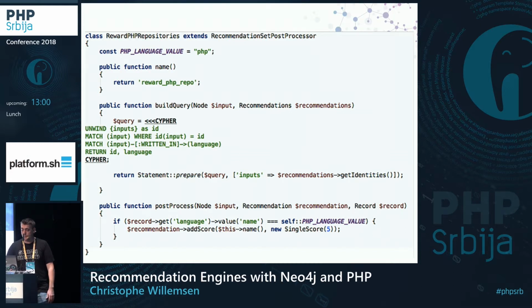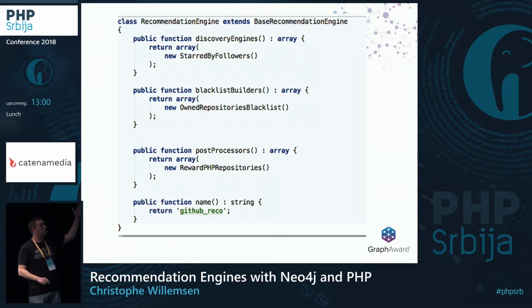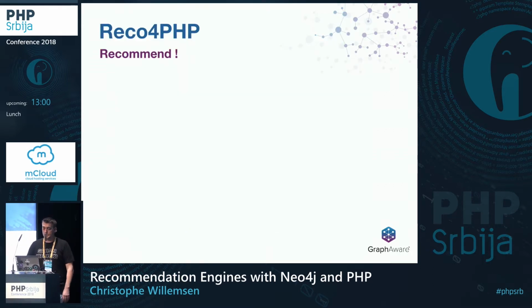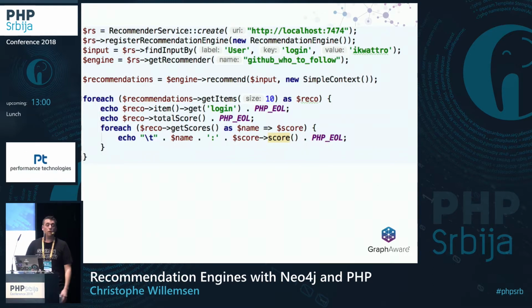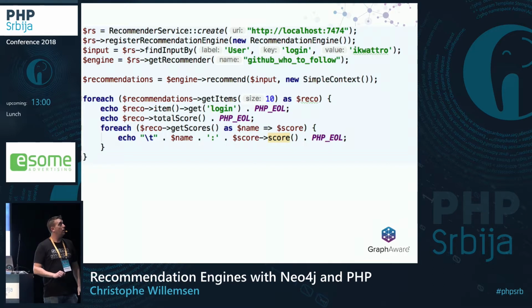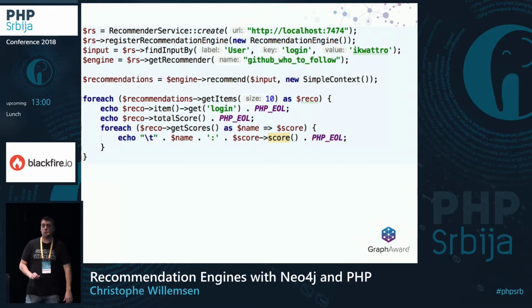And the last step is to assemble everything. You just declare an array of discovery logic, an array of blacklists, an array of post-processors, and the name of your recommender system. And then we recommend. We just create the new recommender system. My input is a user. It's me in the GitHub database. Find me recommendations, top 10, show me the results.